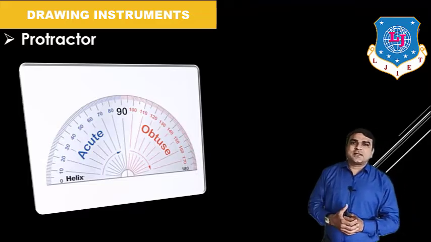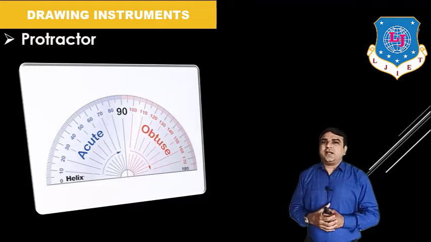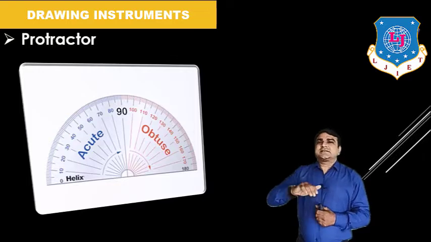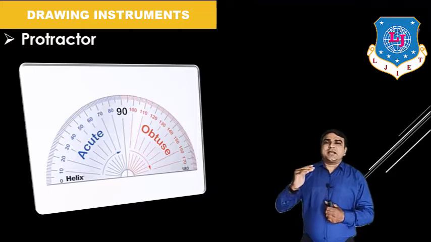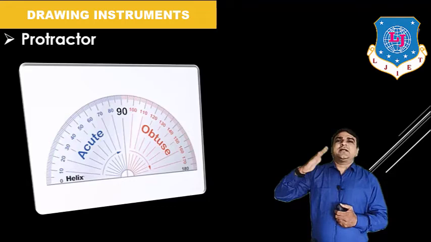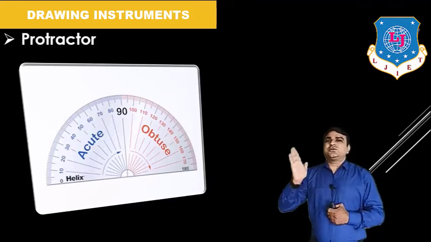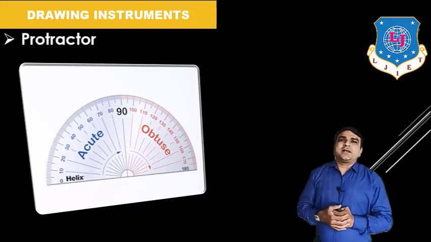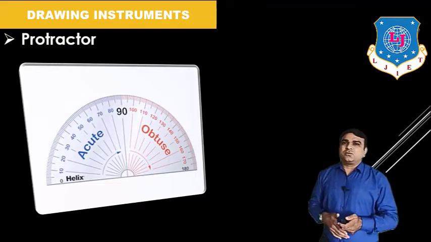Now protractor, which is made of tin as well as celluloid and plastic material. Protractor is available in semicircular as well as circular shape. The semicircular protractor is graduated in multiples of 1 degree from 0 degree to 180 degree. So with the use of a protractor, you can draw the angle between two lines in multiples of 1 degree from 0 degree to 180.